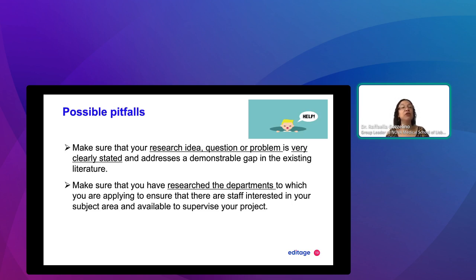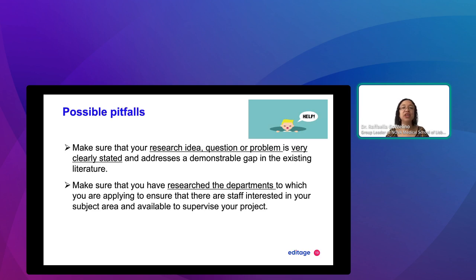So there are some pitfalls that you might incur. You need always to make sure that your research ideas, question or problem are very clearly stated and address the demonstrable gaps in the existing literature. And this is important because what everybody is looking for is the novelty and the innovation of the study. And to be innovative, indeed, you need to fill gaps in the existing knowledge.